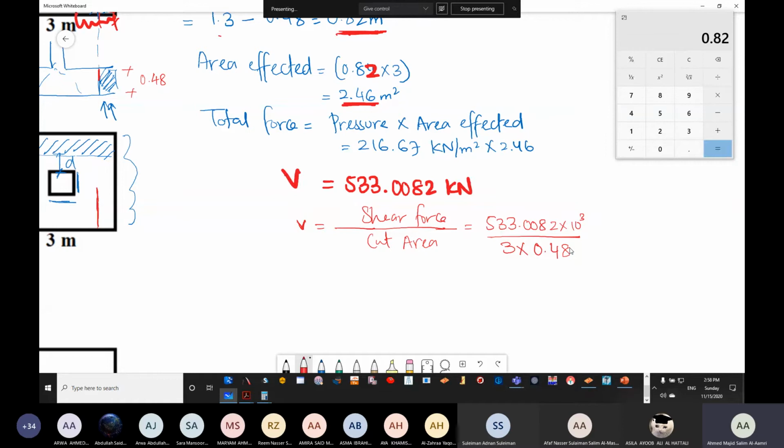Which will cut a length of 3 meters and a depth of 0.48. Are we clear? Yes.